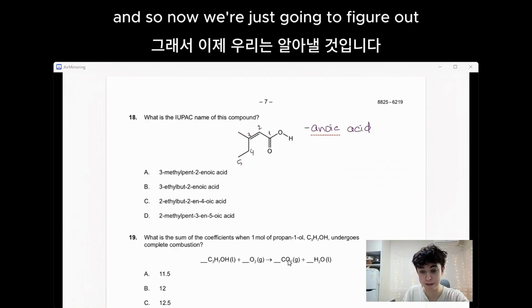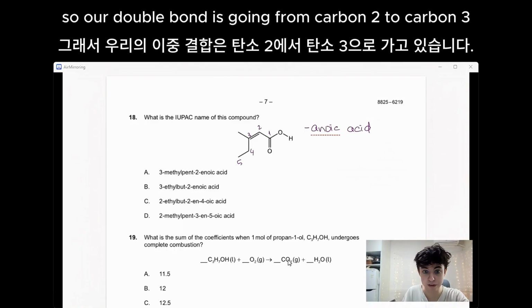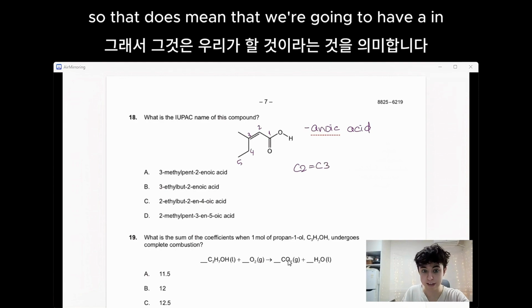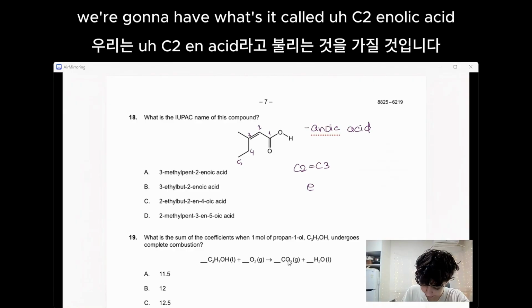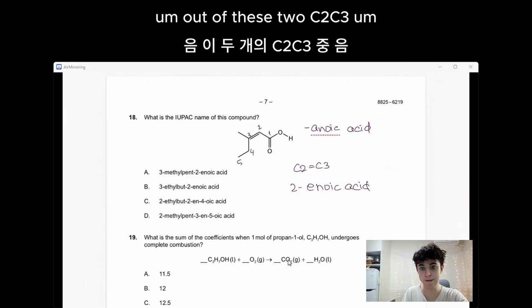And so now we're just going to figure out where our double bond is and where our substituent is. So our double bond is going from carbon 2 to carbon 3. So that does mean that we're going to have C2 enoic acid. Okay, because C2 is going to be the lower number out of these two, C2, C3.